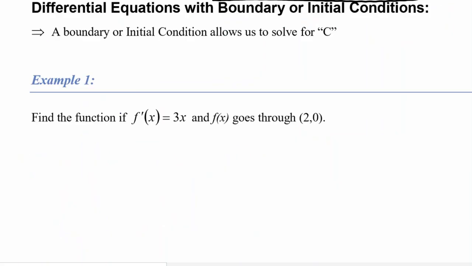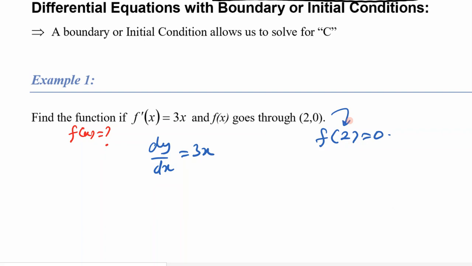So let's talk about differential equations with boundary or initial conditions. A boundary or initial condition allows us to solve for C. It's just that additional piece of information that helps us find C. So let's take a look at this problem. Find the function f(x), and we are given the derivative. We are given the differential equation dy over dx is 3x, and also we know that the function goes through point (2, 0). So it means when x is 2, the value of the function is 0.